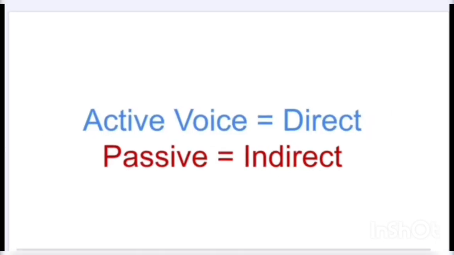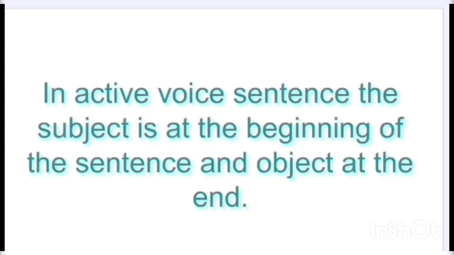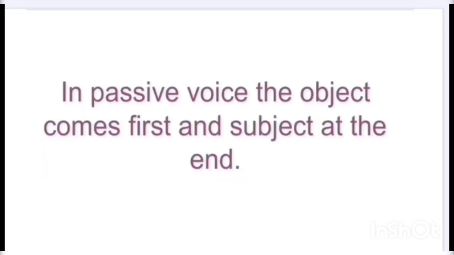Active voice is direct and passive voice is indirect. Active voice is like you're giving information in a direct and clear manner. On the other hand, passive voice is like you're reporting events. It is used when you want to focus on the person or thing affected by the action. In an active voice sentence, the subject is at the beginning of the sentence and the object at the end. In passive voice, the object comes first and the subject at the end.